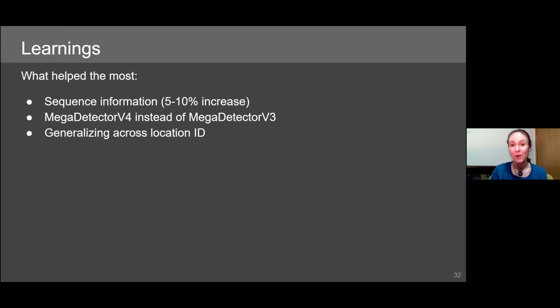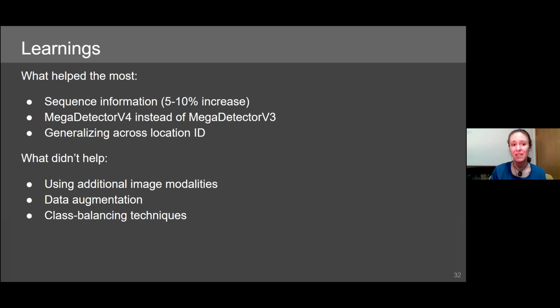Using Megadetector 4 instead of 3 helped a lot. Megadetector 4 did have a big increase in accuracy, and using methods that generalized across locations helped because, I mean, your model needs to generalize to new locations in the end, so that makes sense.